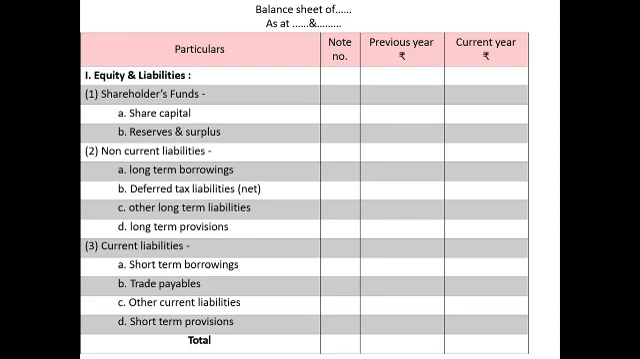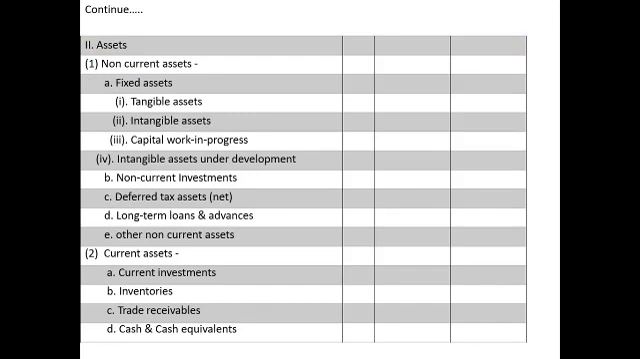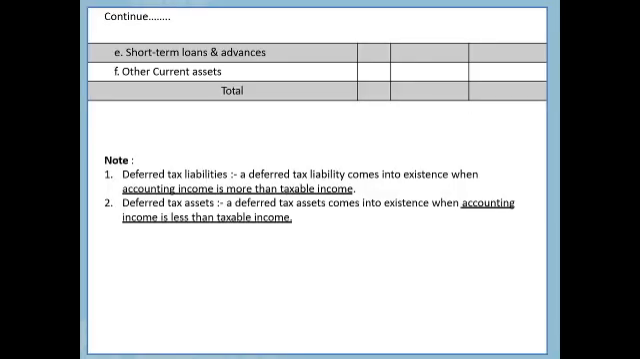So this is the pro forma of the balance sheet. Here we have a bifurcation: equity and liabilities, with note number 1. Next we have non-current liabilities like long-term borrowings or any long-term liabilities. Next, current liabilities. Coming to the asset side, we now call them non-current assets, where we have fixed assets, tangible and intangible, then intangible assets under development, and non-current investments. Next we have current assets. Next, other current assets, like miscellaneous expenditure. So this is a pro forma of the balance sheet.